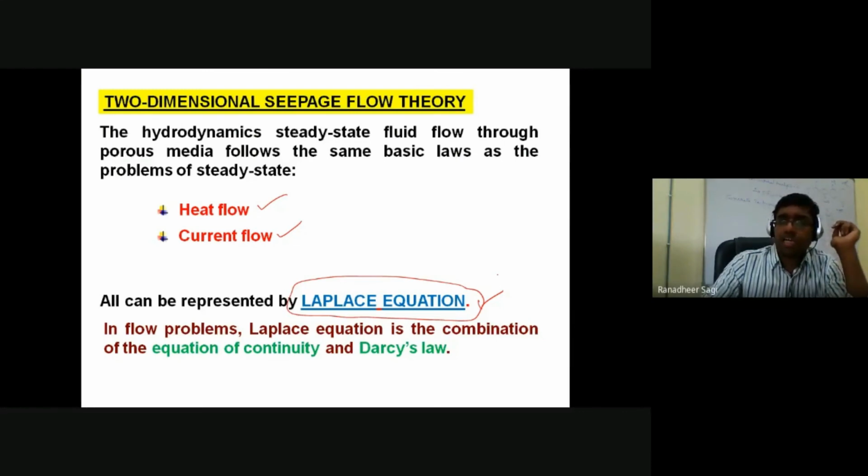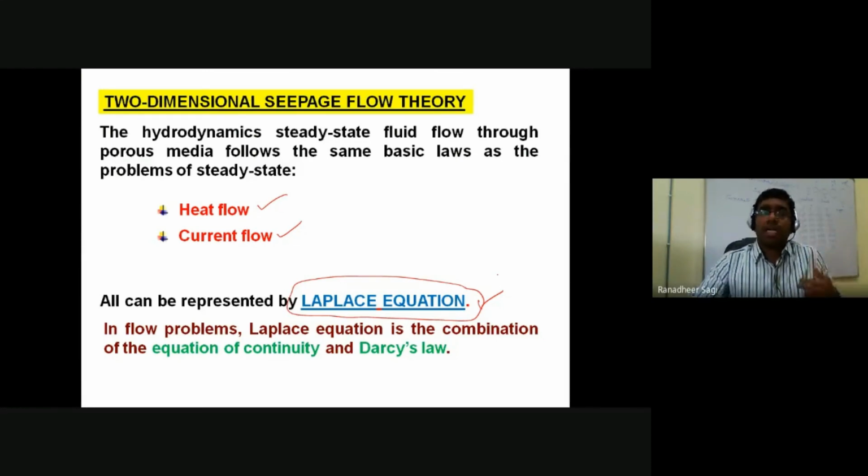So based on Darcy's law, and by considering the equation of continuity, what does the equation of continuity say? Whatever amount of water flows into your soil element has to go out of that particular soil element. That is what we call the equation of continuity. The flow has to be continuous. Only then do you say the flow is steady flow.